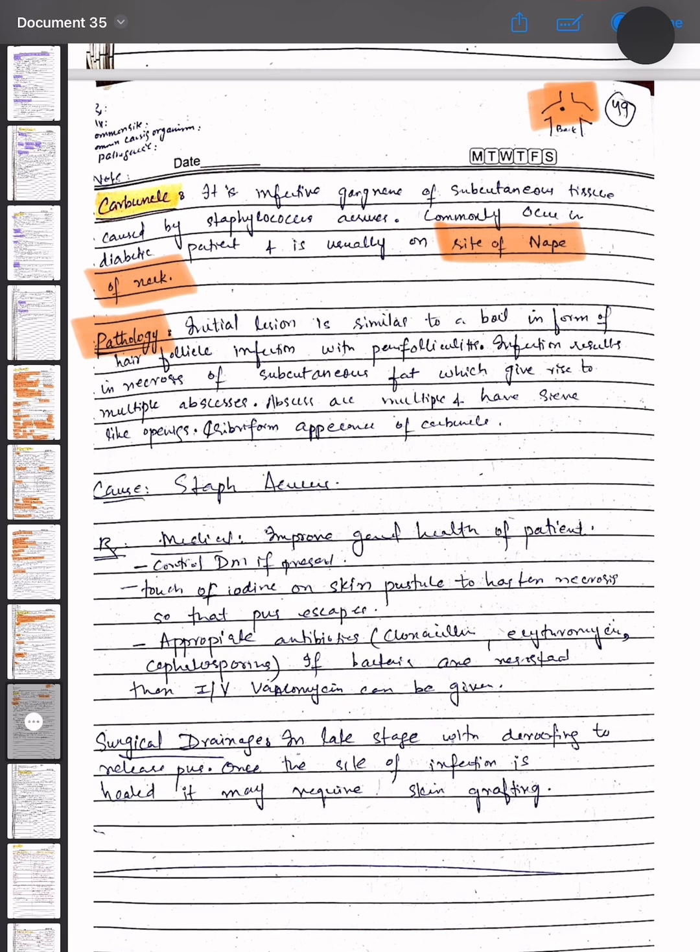And what is the pathology? In the pathology, there is an initial lesion similar to a boil in the form of hair follicle infection with perifolliculitis. Infection results in necrosis of cutaneous fat, which gives rise to multiple abscesses. Abscesses are multiple and have sieve-like openings, the cribriform appearance of carbuncle. What are the causes of carbuncle? Staph aureus is the main cause.